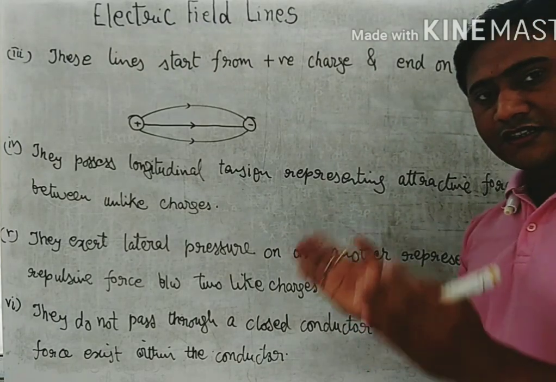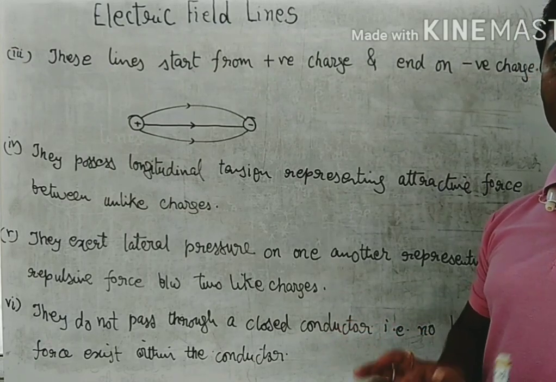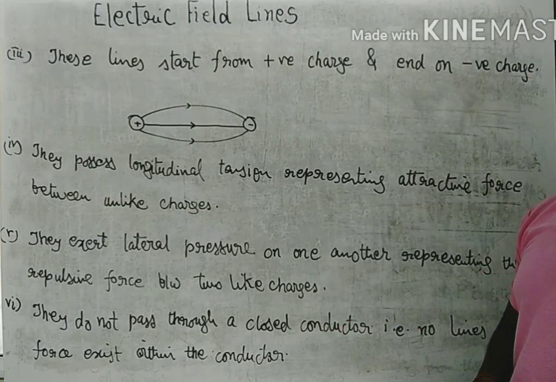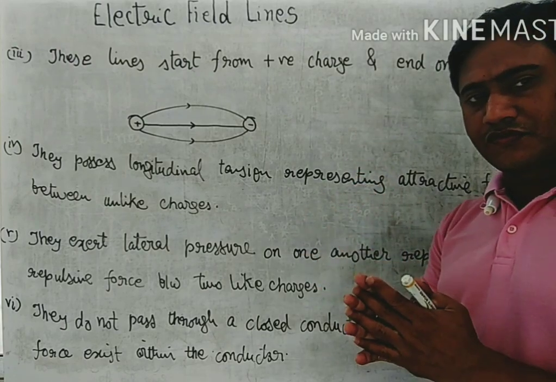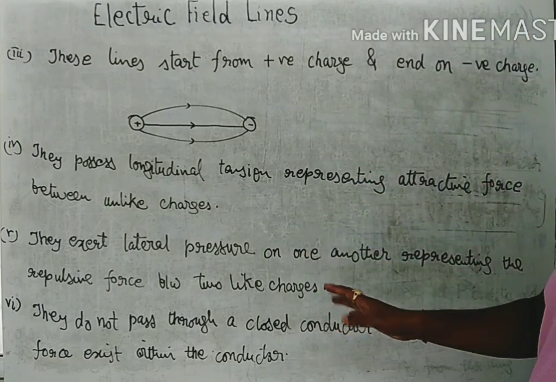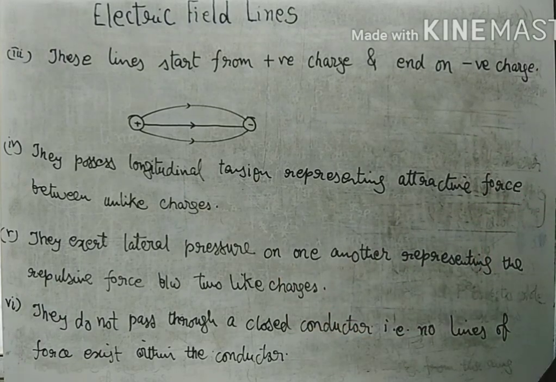So inside the surface of the conductor, there will not be any kind of presence of electric field lines. They are out of the surface, but inside the surface of the conductor, their existence is no more seen. So this is our sixth property.